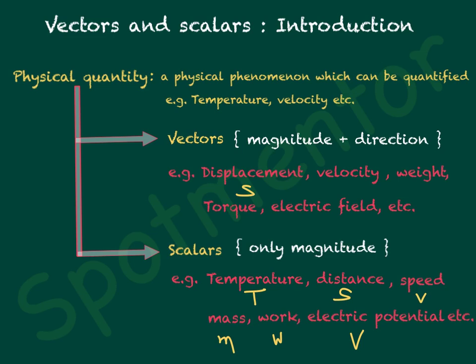But to represent vectors, we have to put an arrow over the quantities. Like S with an arrow will give you displacement. V with an arrow will give you velocity. W with an arrow will give you weight. And torque will be given by tau with an arrow. And E with an arrow will represent electric field. So that is how you mathematically represent a vector. But for scalars, you don't need to put that arrow over the symbol.